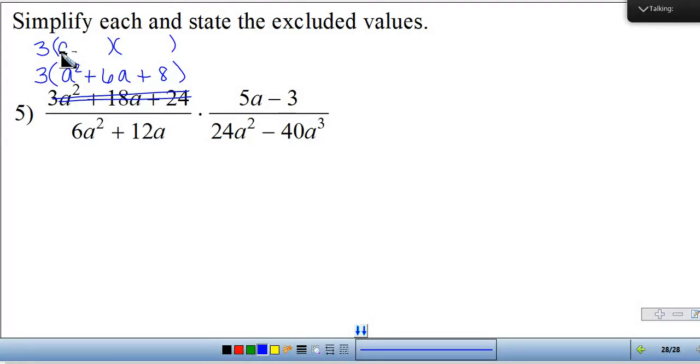Are there 2 numbers that can multiply to give you a positive 8 that when you add them will give you a positive 6? Yes, positive 2 and positive 4. Now let's go to the denominator. Do these 2 terms have something in common? Yes, they're both divisible by 6a. When I do that, I'm left with a plus 2.